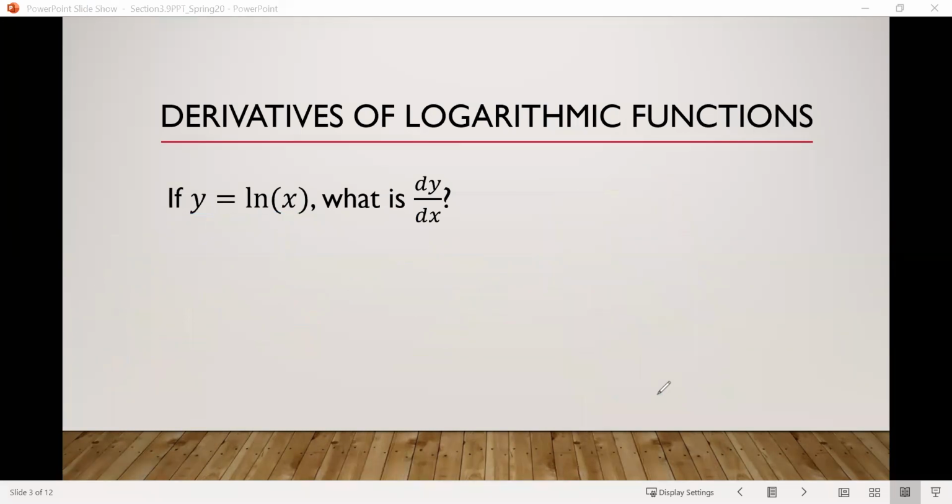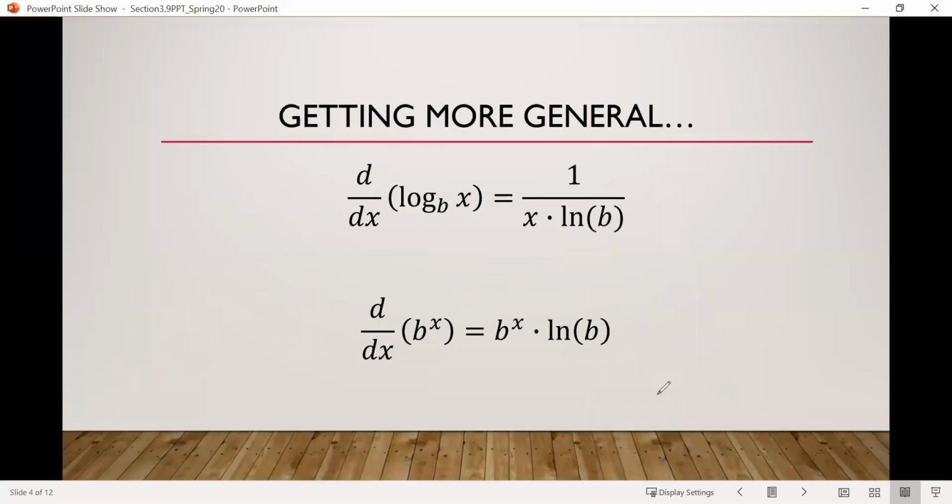Okay, let's get a little more general. That's for the case where we have an ln. Now, when we don't have an ln, this is what the formula looks like. If you're taking the derivative with respect to x of some general log function, the derivative of that is 1 over x times ln of the base.